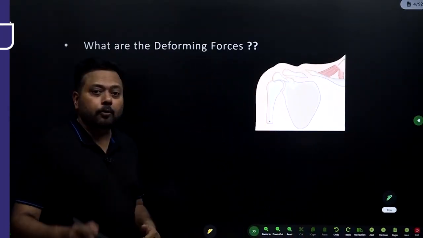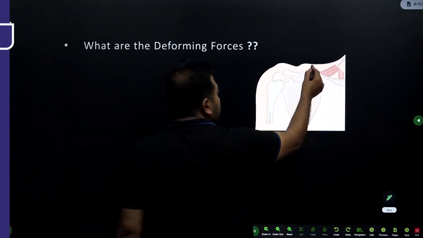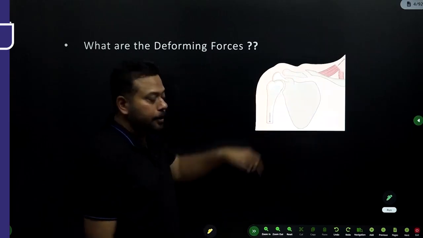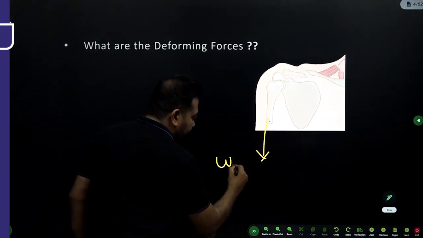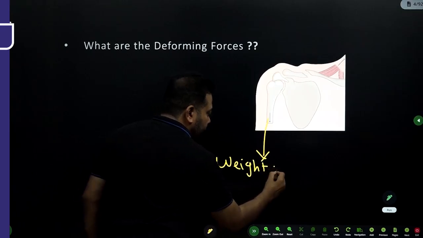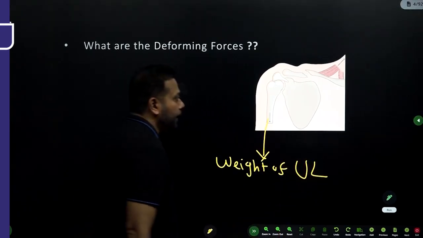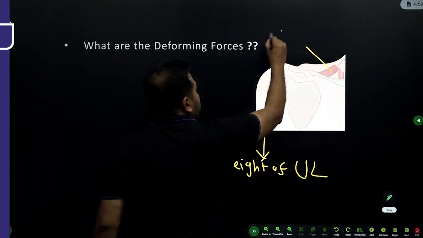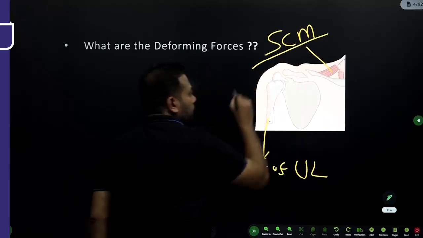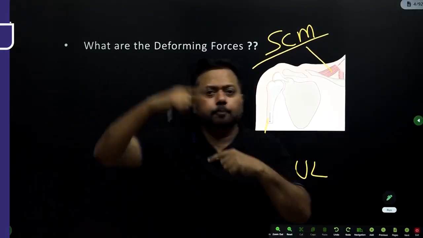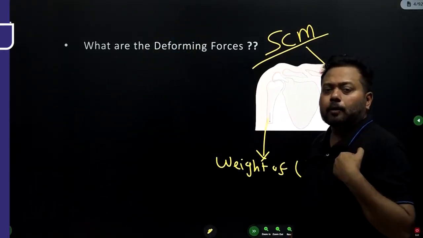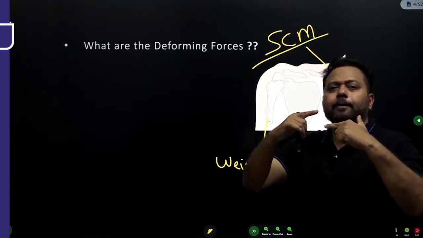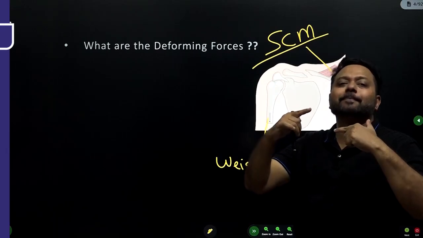We all know the most common site of fracture clavicle is the medial 2/3, lateral 1/3 junction. So what are the deforming forces? The lateral third is pulled down by the weight of the upper limb. The medial 2/3 is pulled up by sternocleidomastoid. So always when fracture clavicle happens, definitely there will be a deformity, there will be a displacement.